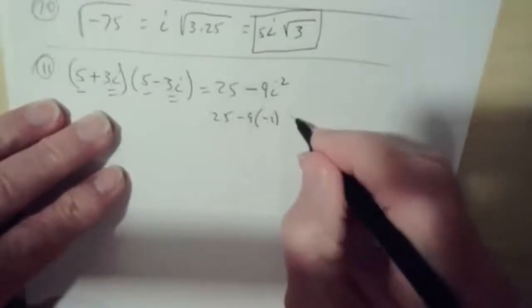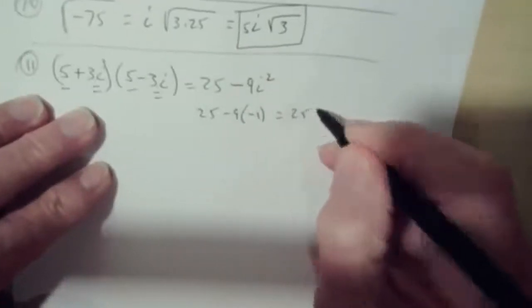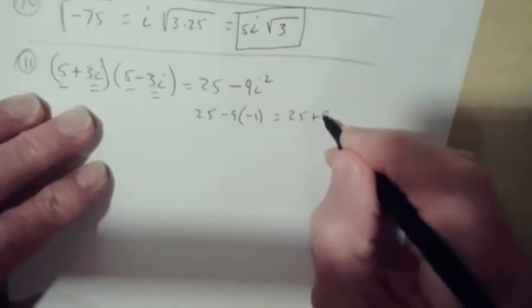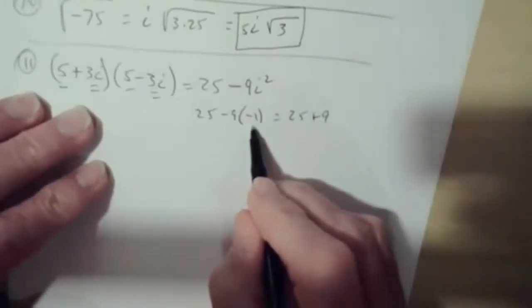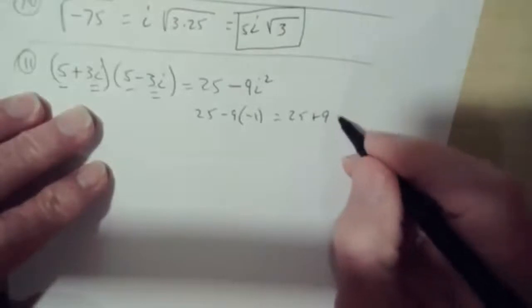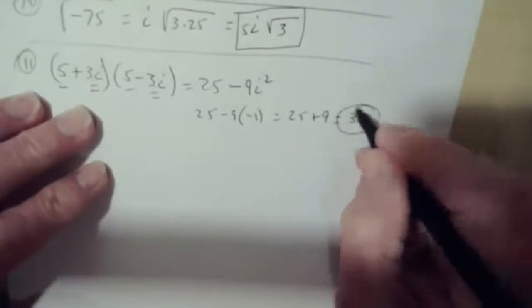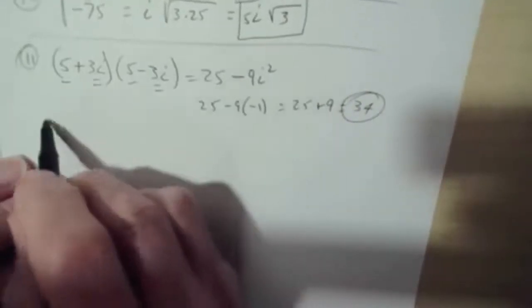This equals 25 plus 9, negative 9 times negative 1. And that equals 34.